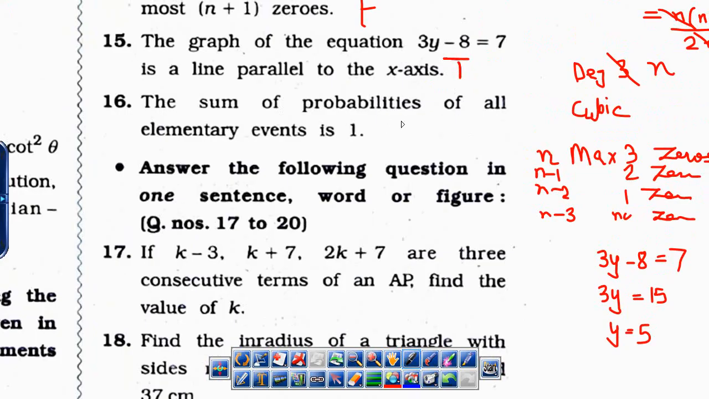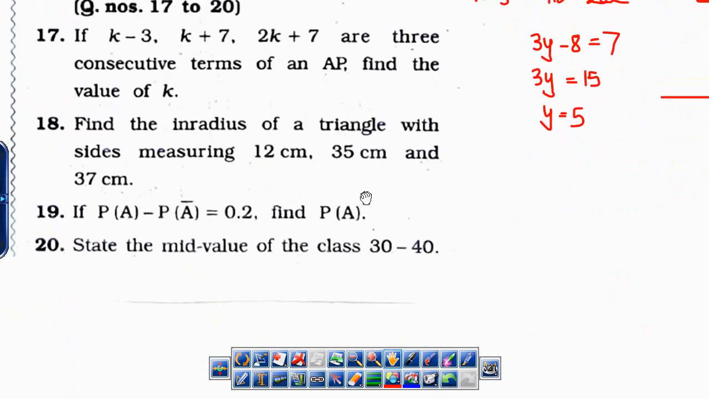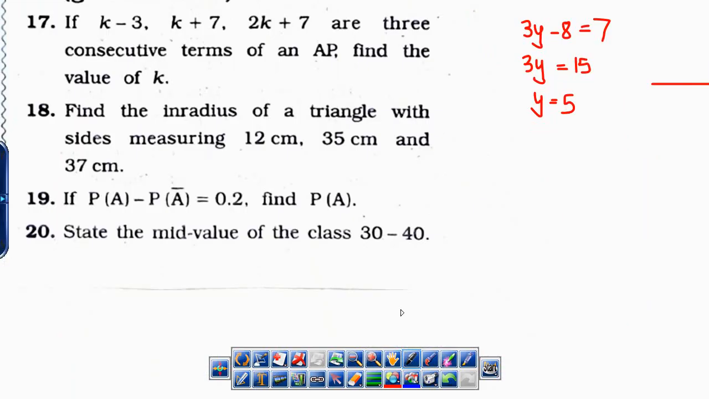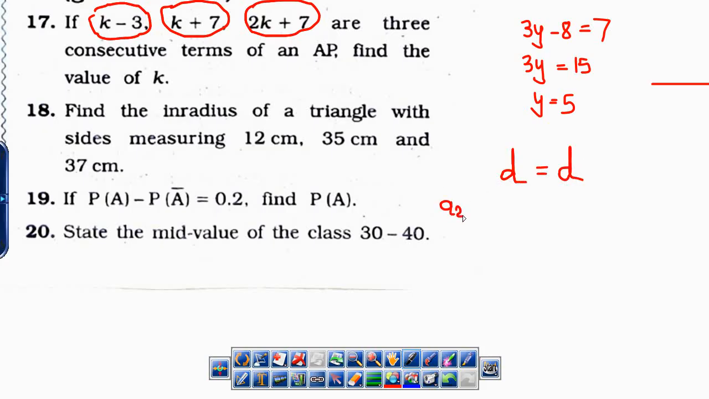The sum of probability of all elementary events is 1. True. If the question says answer in one word or sentence or a figure: these are three consecutive terms of an AP. Find the value of k. This is your first term, second term, third term. Common difference d is always the same for a particular AP. On the left side, I will calculate d by doing a2 minus a1, and on the right side a3 minus a2. Both times d is the same.